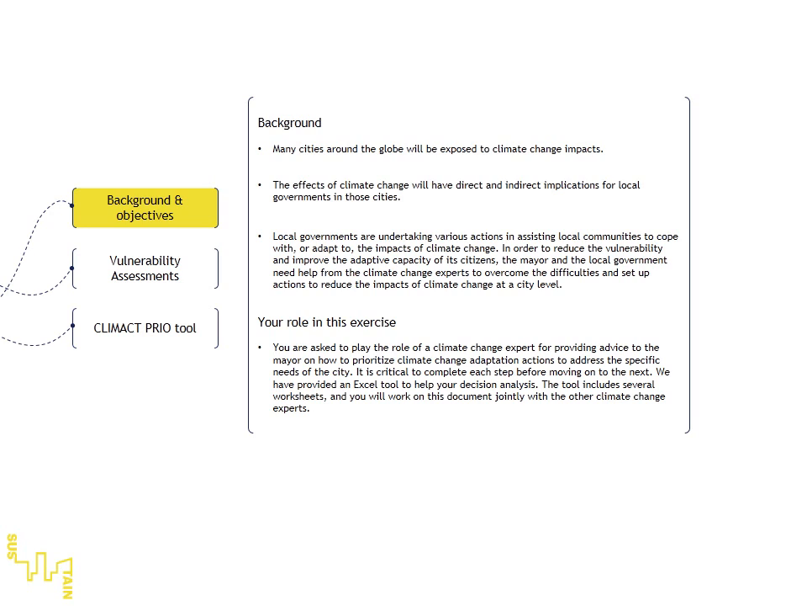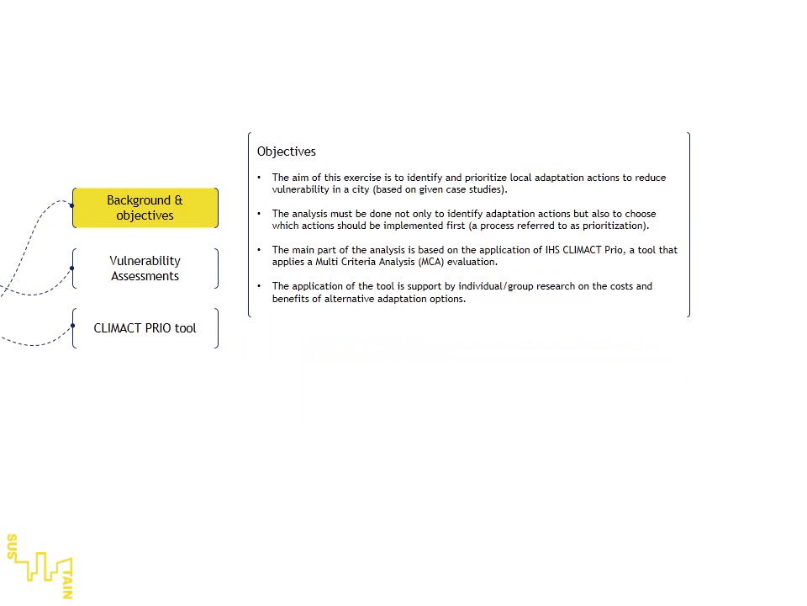For this exercise, you are asked to play the role of a climate change expert for providing advice to the mayor on how to prioritize climate change adaptation actions to address the specific needs of the city. It is critical to complete each step before moving on to the next. The aim of this exercise is to identify and prioritize local adaptation actions to reduce vulnerability in a given city. The analysis must be done not only to identify adaptation actions, but also to choose which actions should be implemented first, a process referred to as prioritization.